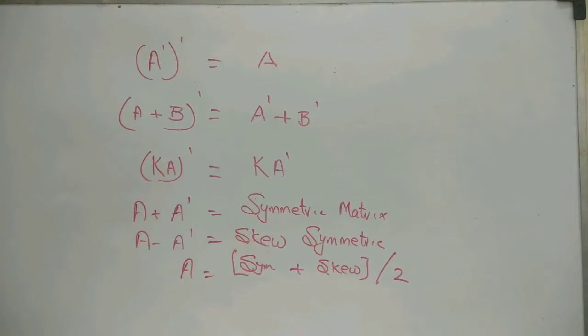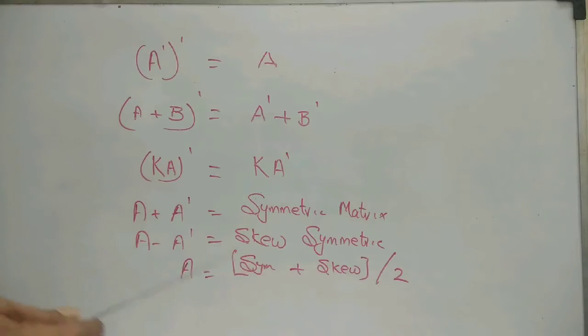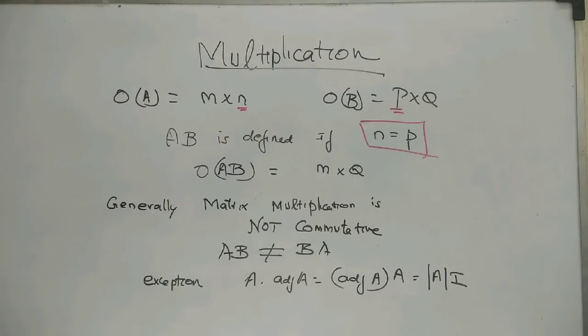And just now we have seen that A plus A transpose is symmetric, A minus A transpose is skew symmetric. Therefore, if you are adding these two, this gets cancelled. 2A is equal to symmetric plus skew symmetric. Therefore, A matrix can also be said equal to symmetric matrix plus skew symmetric, the whole thing divided by 2. These are the properties which you have to remember for answering the multiple choice questions.